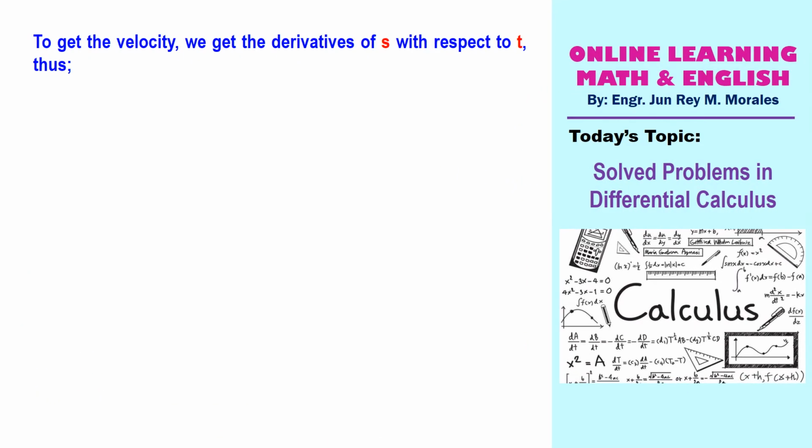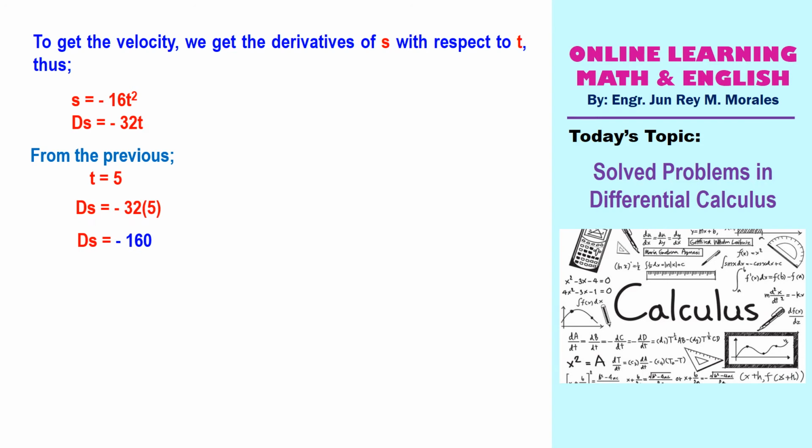To get the velocity or the speed, we shall solve for the derivatives of the distance s. So using the same equation, we find that derivative of s is equal to -32 times t. We already solved for the value of t, and that was 5, so we simply substitute it. So derivative of distance s is equal to -160. Therefore, the speed of the object is 160 feet per second.